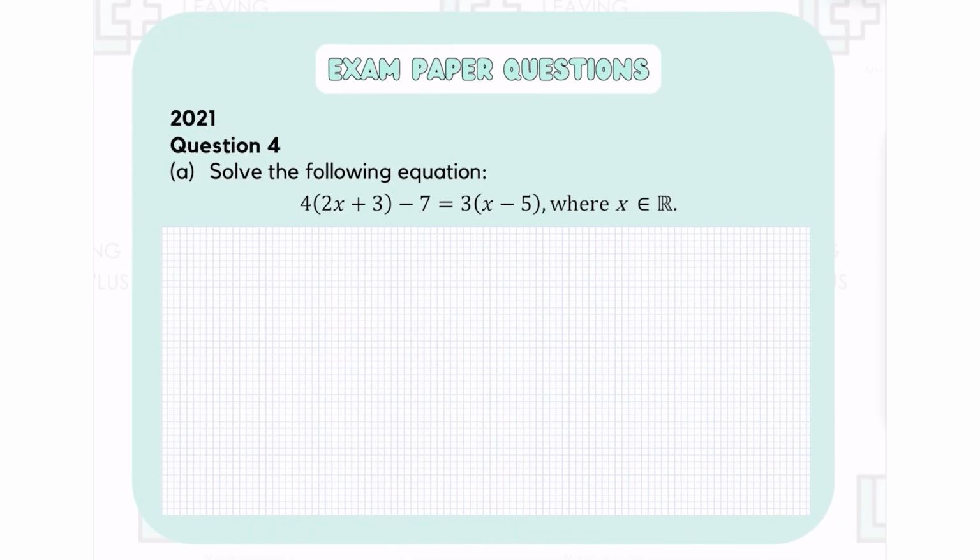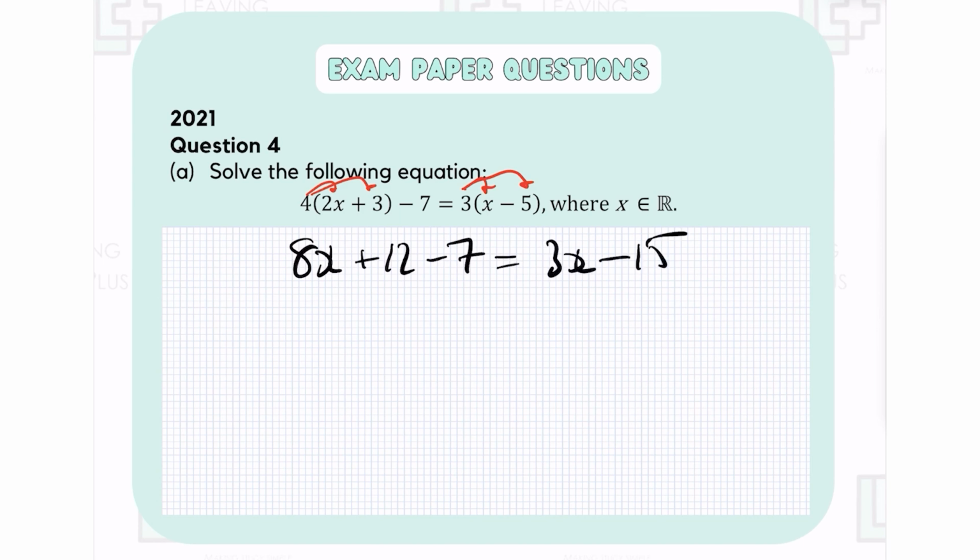Let's see one more exam paper question. 2021. This question was actually worth 10 marks that year. We're asked to solve the equation. So it's going to be 4 by 2x and 4 by 3. And on the right hand side, 3 by x and 3 by minus 5. So this leaves me with 8x plus 12 minus 7, and then we have 3x minus 15.